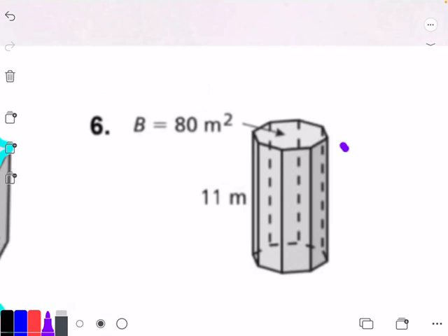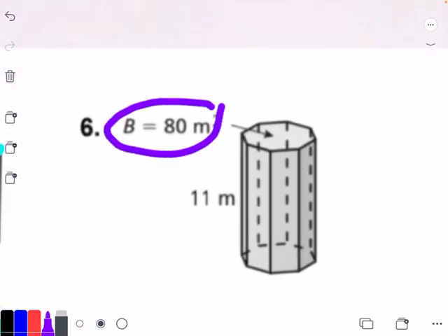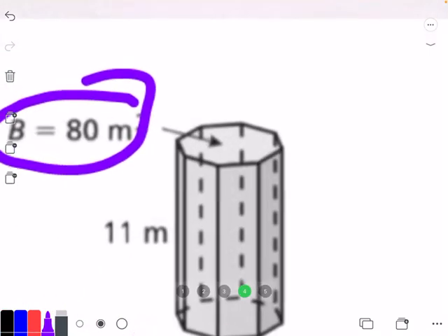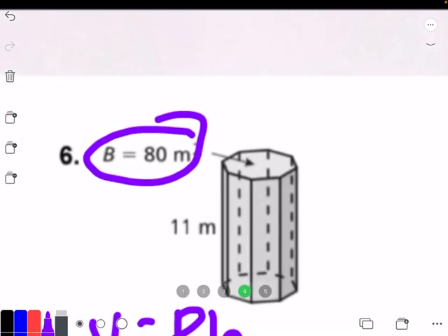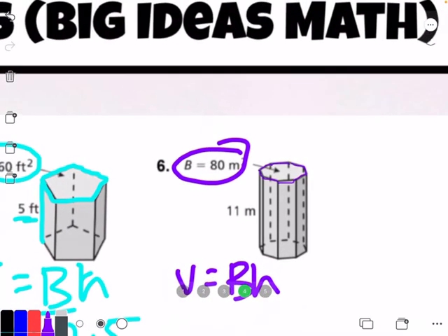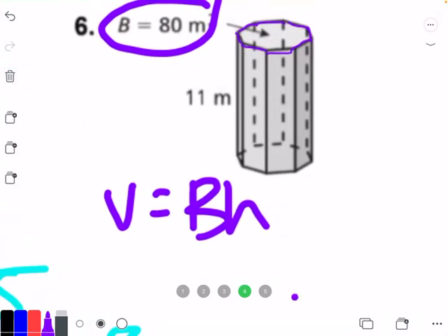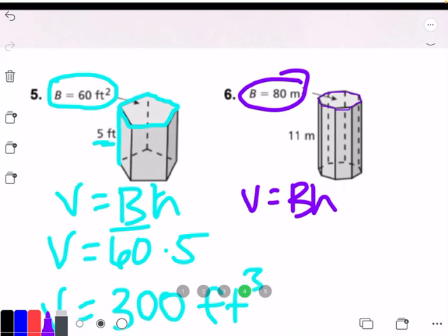Okay. So we have, like the last problem, they have given us our base. So I'm going to go ahead and plug in our volume formula. Base times height. But I do want to know which 2D shape this is. So I'm going to count it up. 1, 2, 3, 4, 5, 6, 7, 8. So this has 8 sides. And that's called an octagonal prism. I'm not 100% sure. I think this is called a pentagonal prism. I'm not 100% sure about these two.